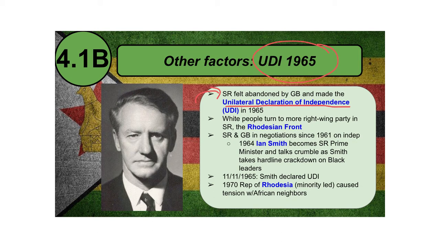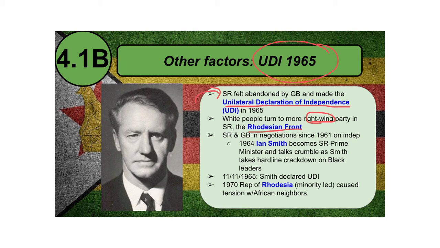And so white people returned to a more right-wing party that has grown in Southern Rhodesia, the political party known as the Rhodesian Front. It is definitely a white party, but it is very racist and it has extreme policies. And so more and more white minority people are supporting that particular political party.